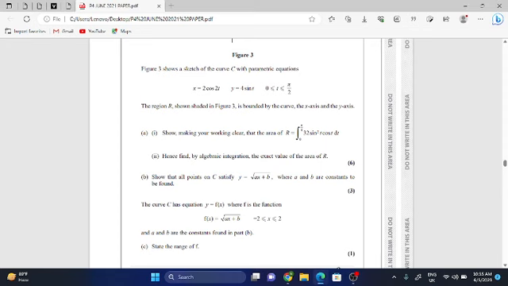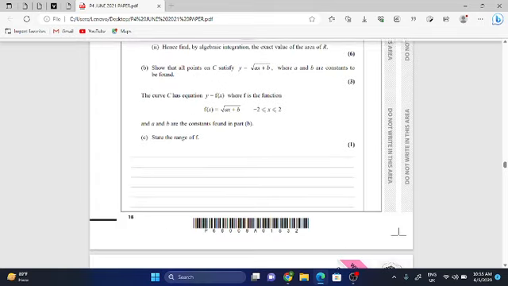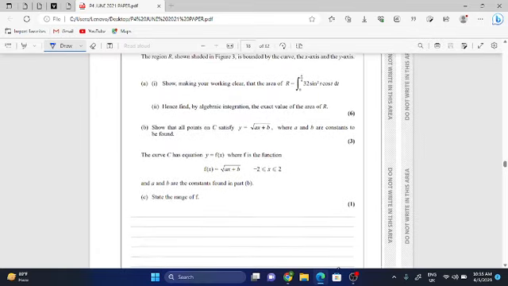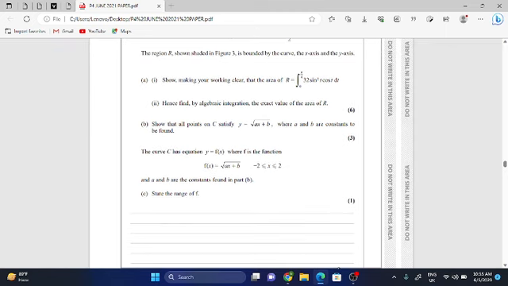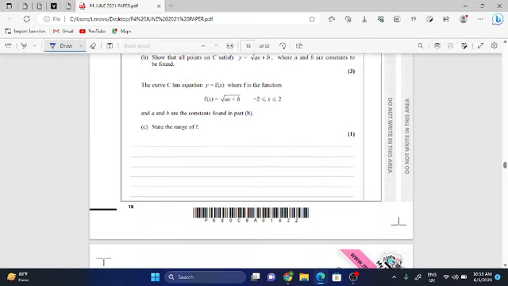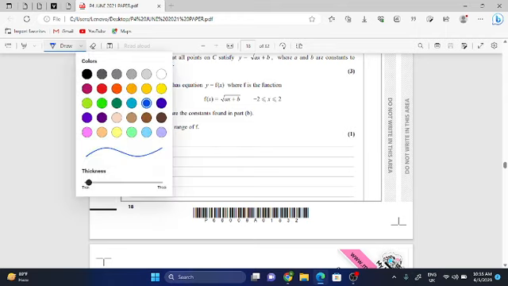Okay, for the second part of A, hence find the algebraic integration and the exact value of this area of R. The integration given to you is from 0 to pi by 4 of 32 sine square of t cos of t dt, and you have to find its integration by applying the integration rule and plugging in the values of the upper limit and lower limit.